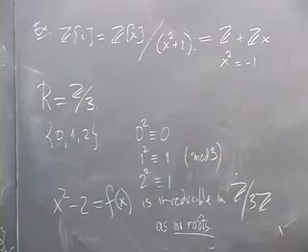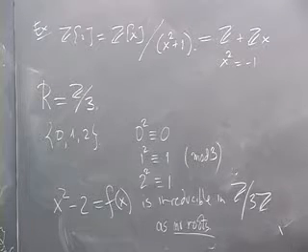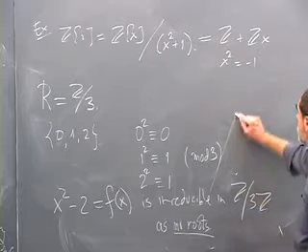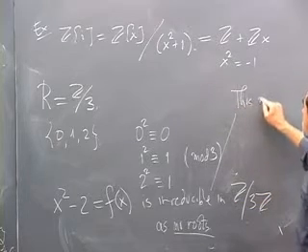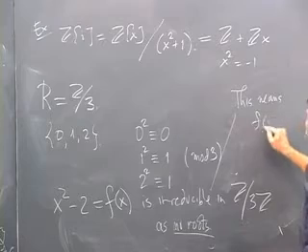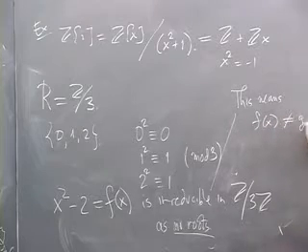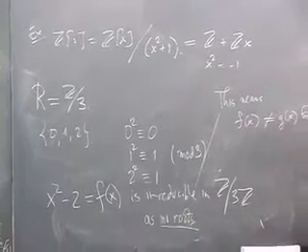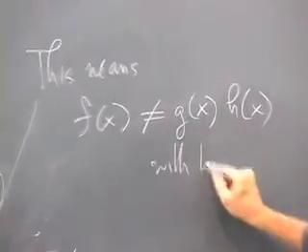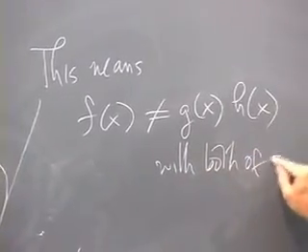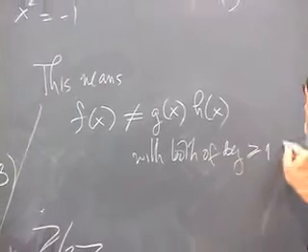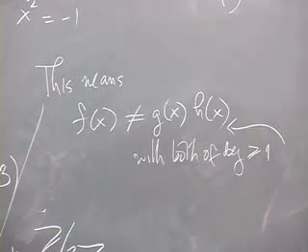Irreducible has got to mean not a product of 2 smaller polynomials, the same way that a number is prime if it's not a product of 2 smaller numbers. So irreducible, I'm sorry, this means f of x is not equal to g of x times h of x with both of degree bigger than or equal to 1, both g and h. That's what I mean by an irreducible polynomial. It doesn't factor into the product of smaller polynomials.